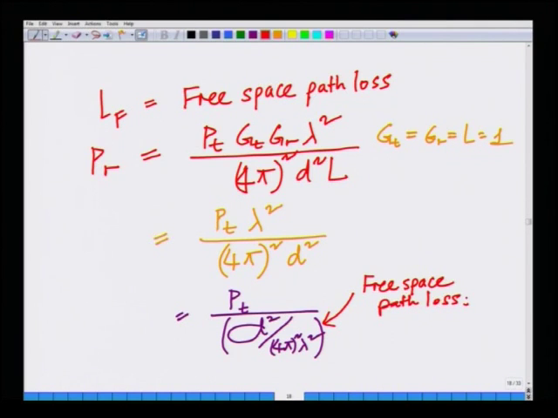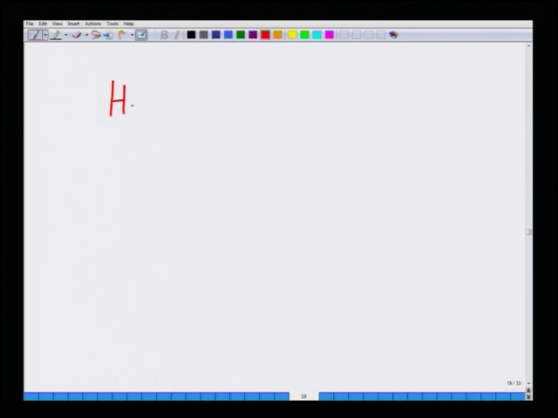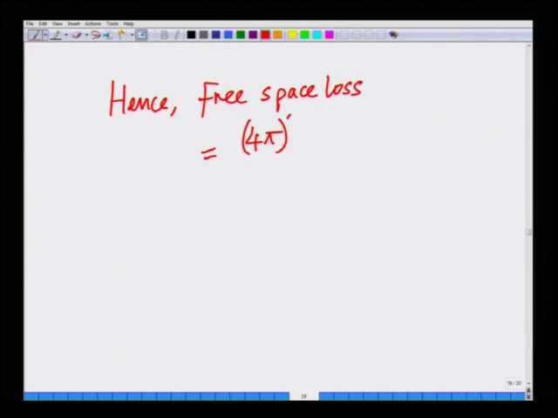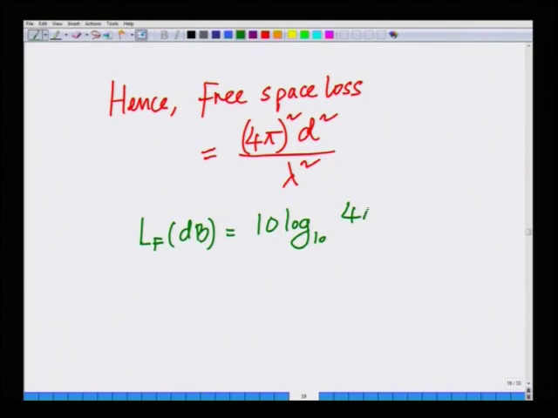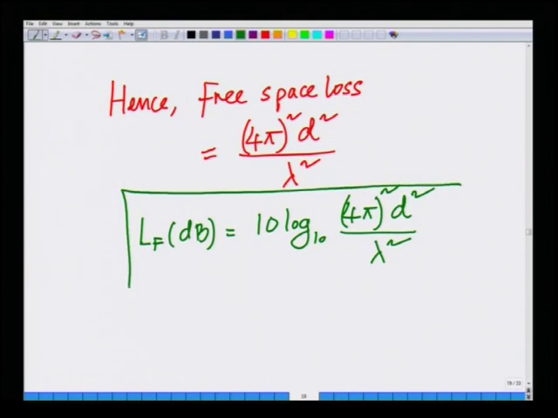This is nothing but the free space path loss. Hence, the free space loss is equal to 4 pi square d square divided by lambda square. Hence, the free space loss in dB is nothing but 10 log 10 of 4 pi whole square d square by lambda square. This is essentially the free space loss in dB. So, this is the expression for the LF component.